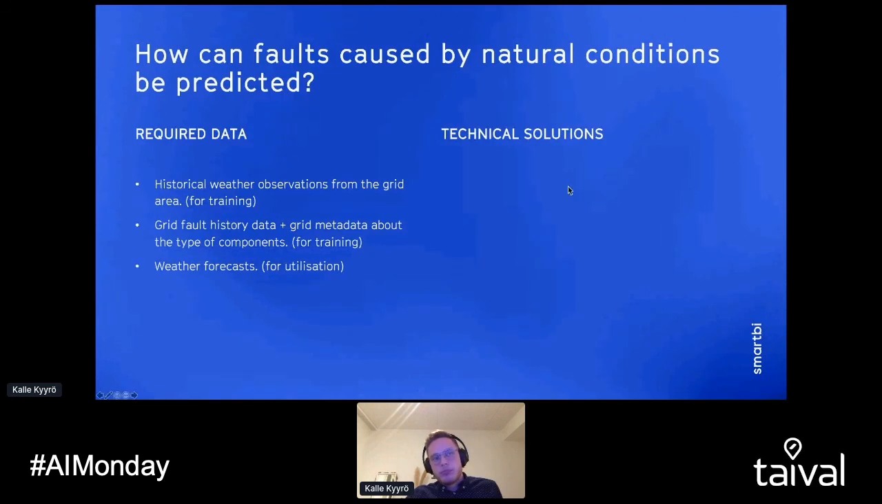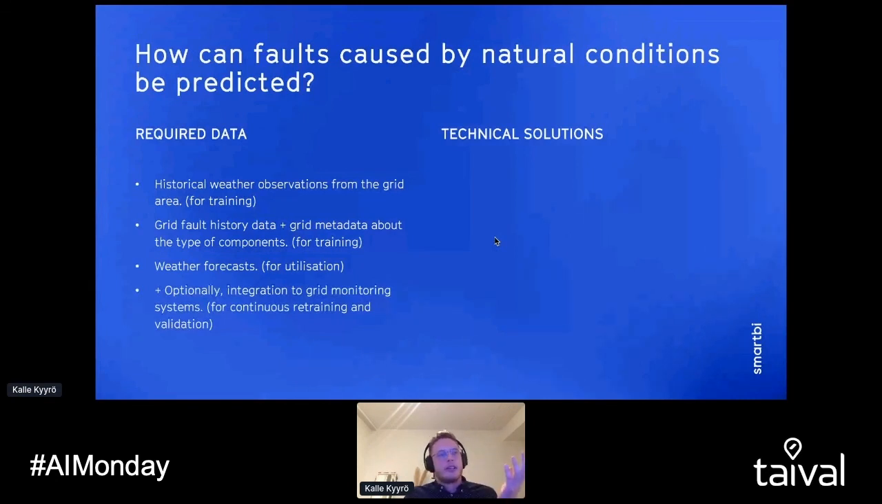And then when actually utilizing this system, we need weather forecasts. So the system is based on weather forecasts. And here what I would like to highlight is that it's a system that predicts based on weather forecast data, which means we may have a kind of double error here. Weather forecasts, as we all know, are never 100% accurate, and that of course affects the performance of these fault prediction systems as well.